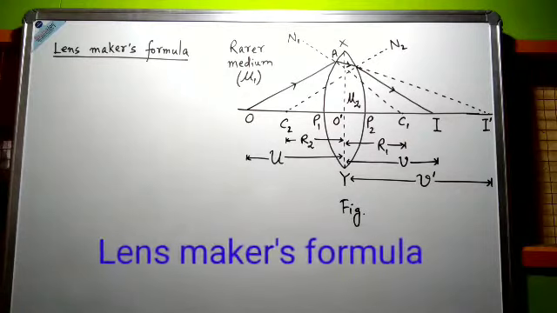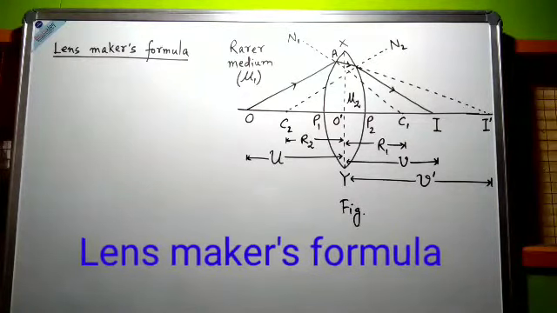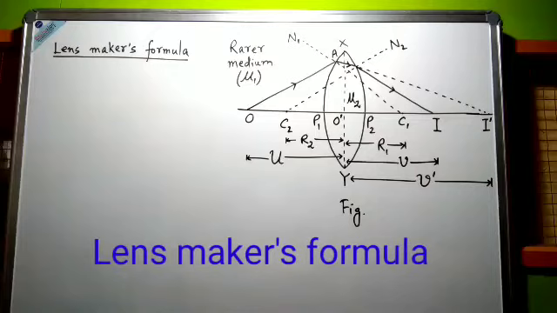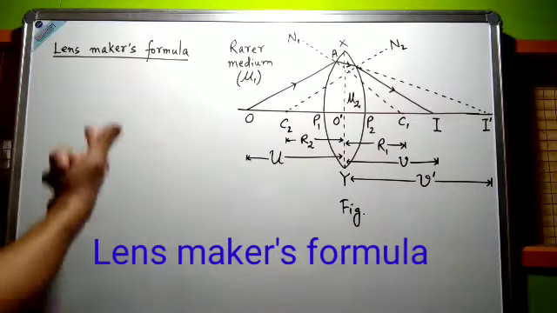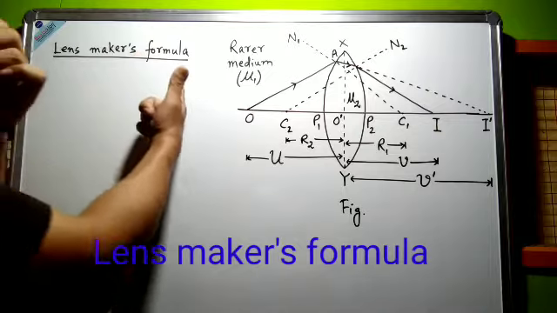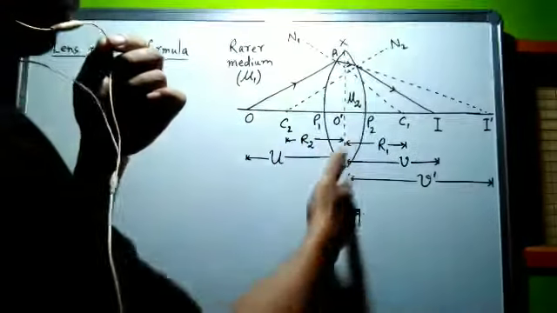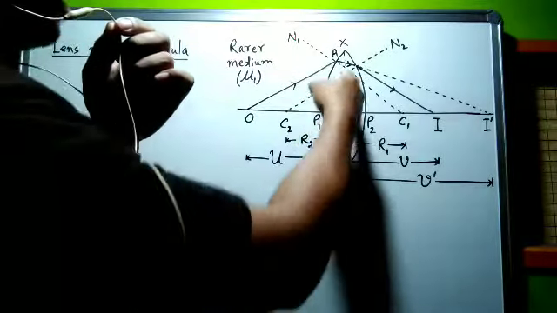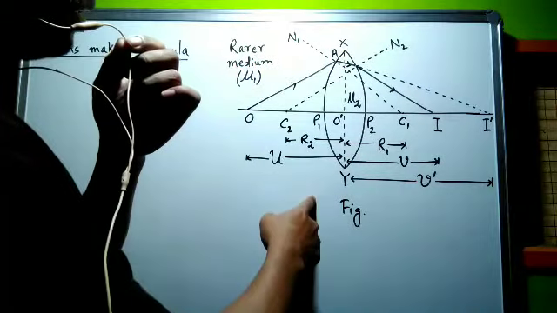Dear students, in this part we have to discuss and derive Lensmaker's formula. Before deriving the Lensmaker formula, first we have to observe this figure. So let us consider a convex lens.